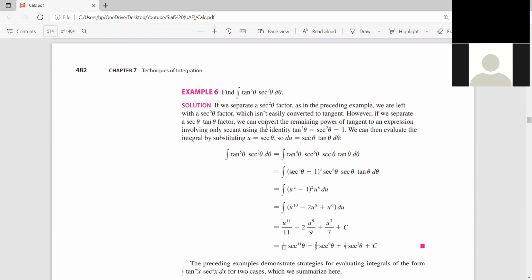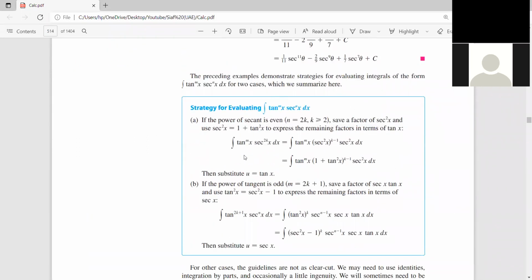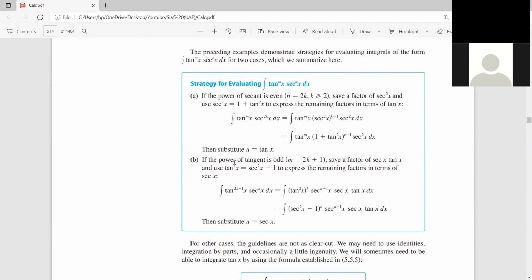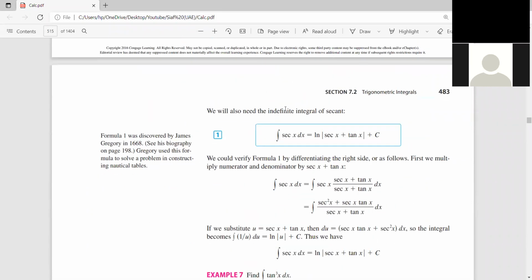Now we have tan 5x and sec 7x. It means both the powers are odd: the power of tan is odd, and the power of sec is odd.